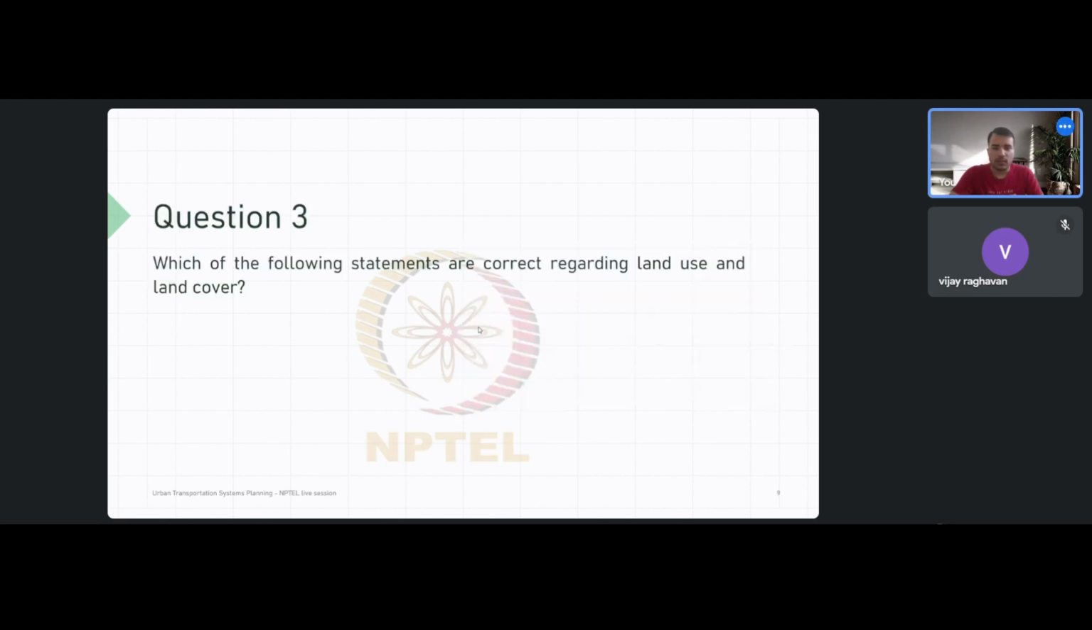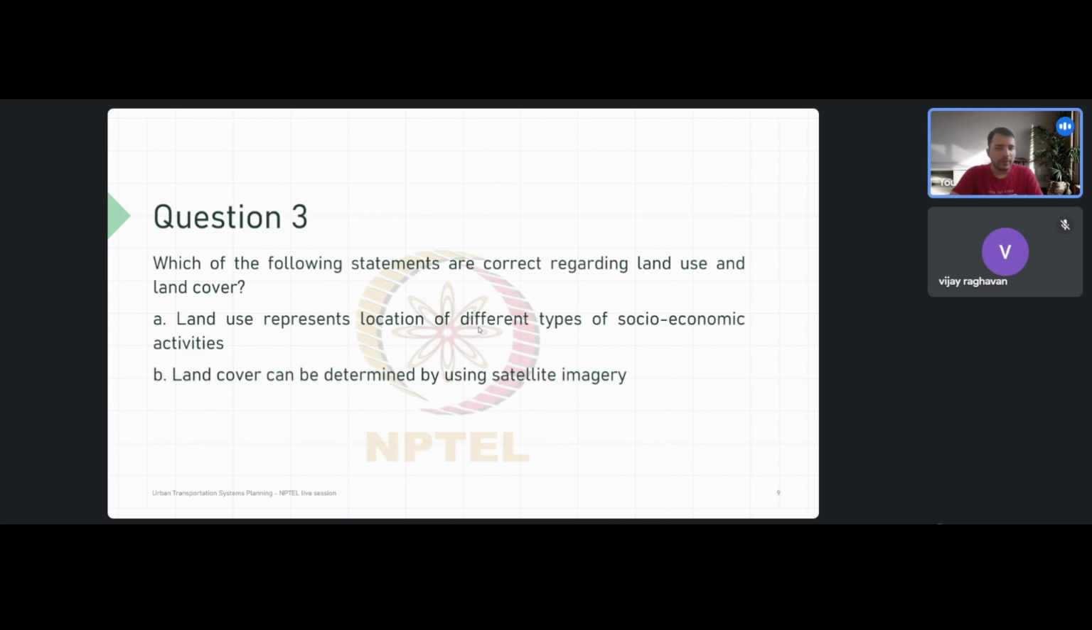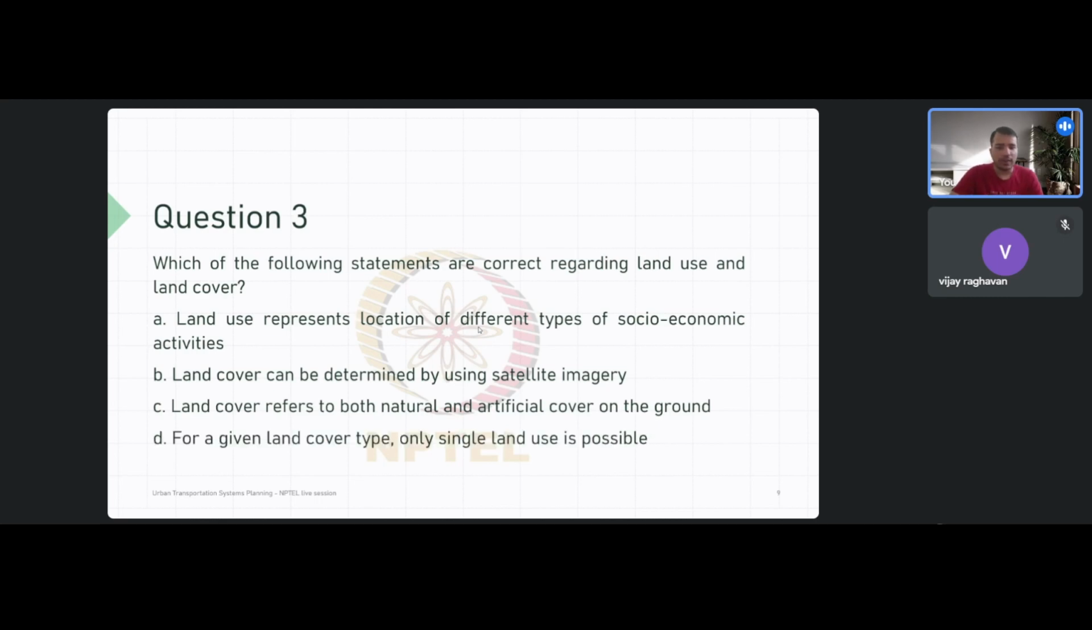Coming to question 3, which of the following statements are correct regarding land use and land cover? Land use represents location of different types of socio-economic activities. Land cover can be determined by using satellite imagery. Land cover refers to both natural and artificial cover on the ground. For a given land cover type, only a single land use is possible. Can I have a response for this question 3?